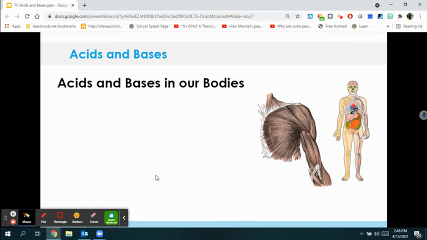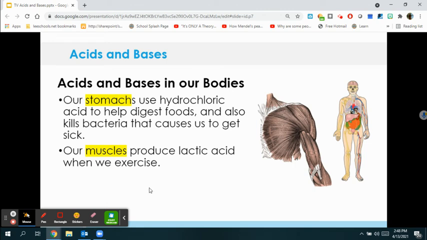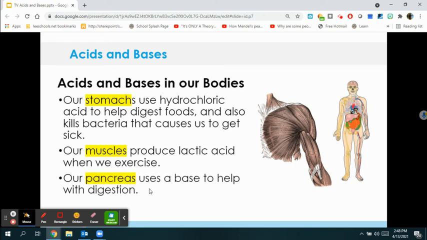Acids and bases in our bodies. Our stomach uses hydrochloric acid to help digest foods, and it also kills bacteria that cause us to get sick. Our muscles produce lactic acid when we exercise. That's why they get sore. And our pancreas uses a base to help with digestion.